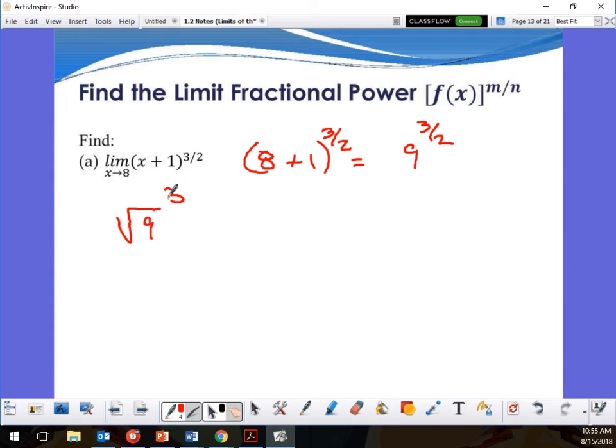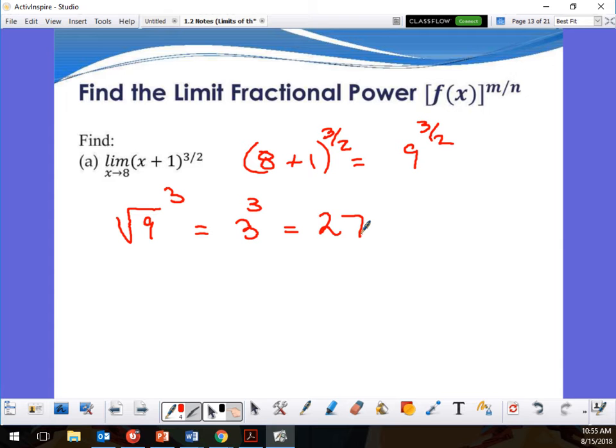So I want to do my root first. Square root of 9 is easy. So that's going to give me 3 to the third now, right? Which gives me 27. Oh, I accidentally put the power into the 9, which is why I moved my calculator.